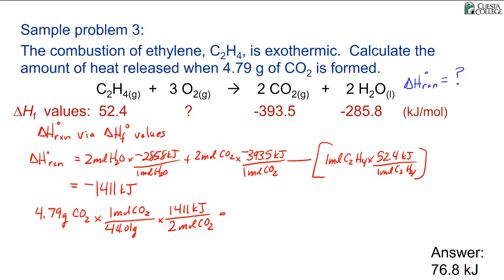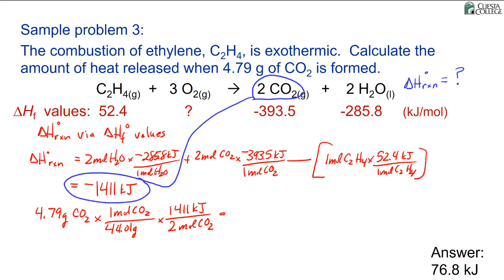Okay, we can calculate the delta H of the reaction via the delta HF values. The delta H of the reaction works out to be negative 1,411 kilojoules. But that's per 2 moles of CO2 forming. So these two numbers are linked together.